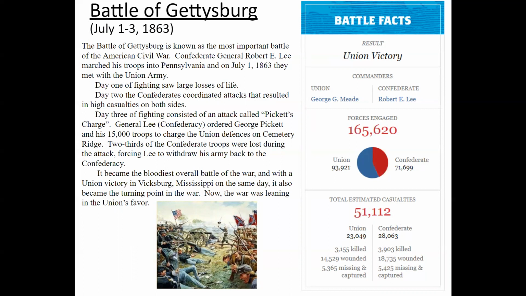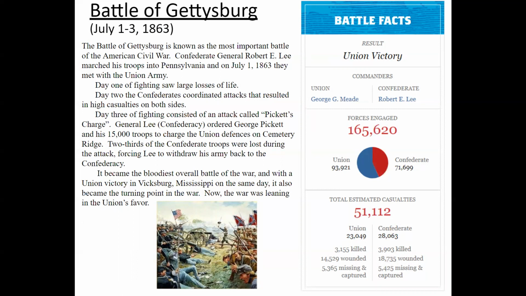Day 3 of fighting consisted of an attack in which General Lee pushed his troops forward. Unfortunately, it doesn't work well because the Union defenses were stronger. The loss from this last stage of the battle significantly hurt this regiment for the Confederacy, so that Lee had no choice but to withdraw. It became the bloodiest overall battle, with high casualties, shocking the nation with how bad it was.